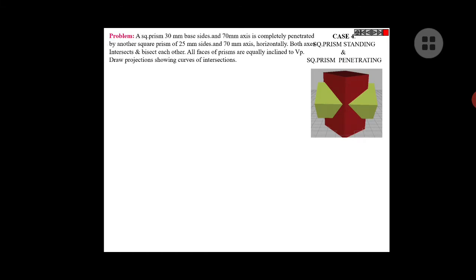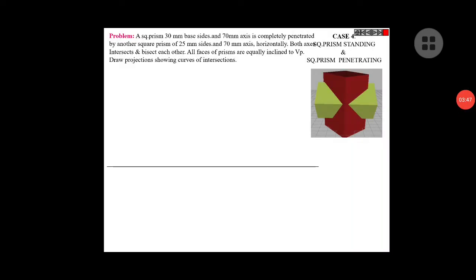A square prism of 30 mm base sides and 70 mm axis is completely penetrated by another square prism of 25 mm sides and 70 mm axis horizontally. Both the axes intersect and bisect each other. All the faces of the prisms are equally inclined to VP. Draw the projections and show the curves of intersection. So what is the curve of intersection? What is the procedure of the problem?